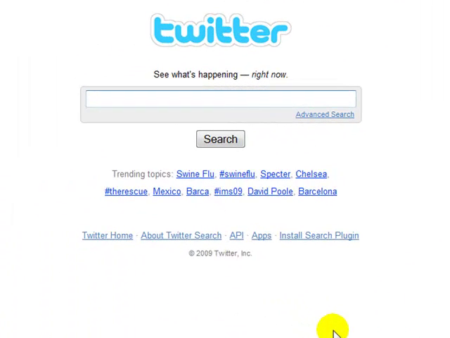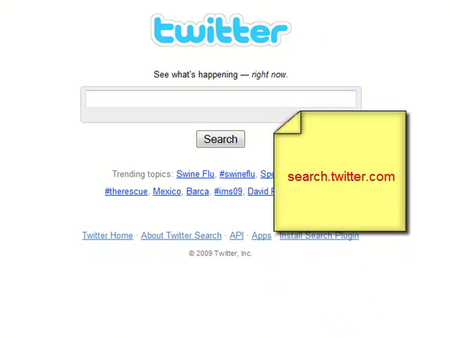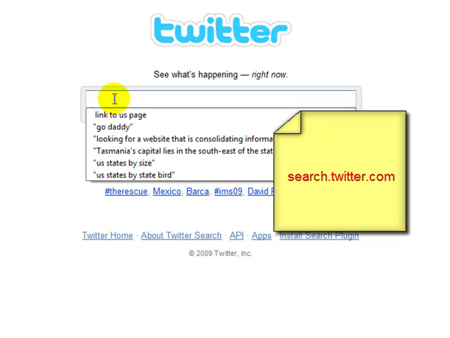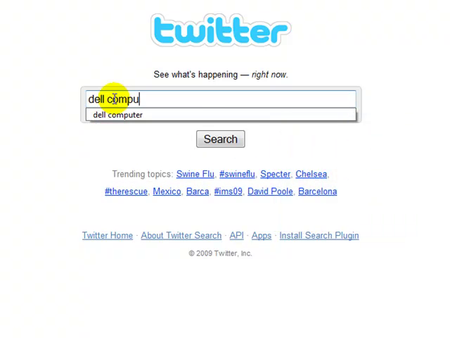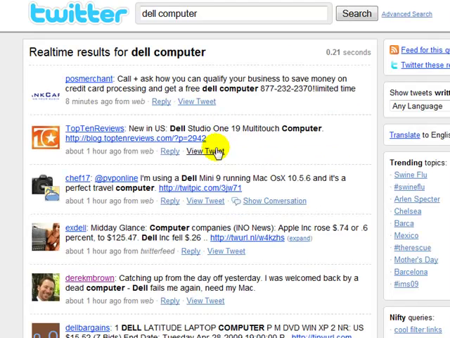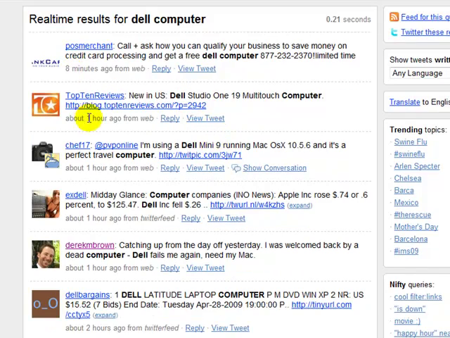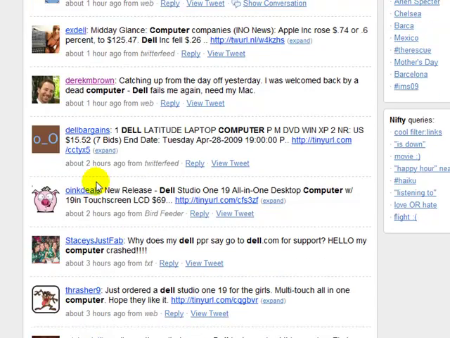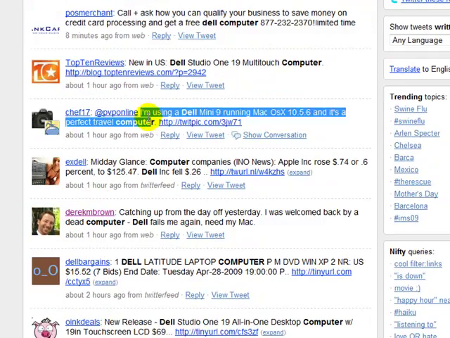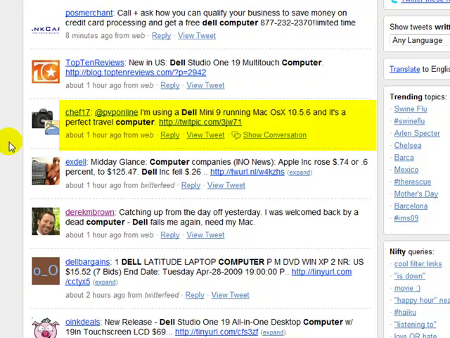So how does this tie into what's going on Twitter? Well, one of the things that you can use on Twitter is search.twitter.com. And let's look at just a query here, and let's see what's being said about Dell computer. So here are the results that have been sent out on Twitter. This one was 8 minutes ago, this was an hour ago, so very recently, about Dell. So this tweet here says, I'm using a Dell Mini 9 running Mac OS, and it's a perfect travel computer.